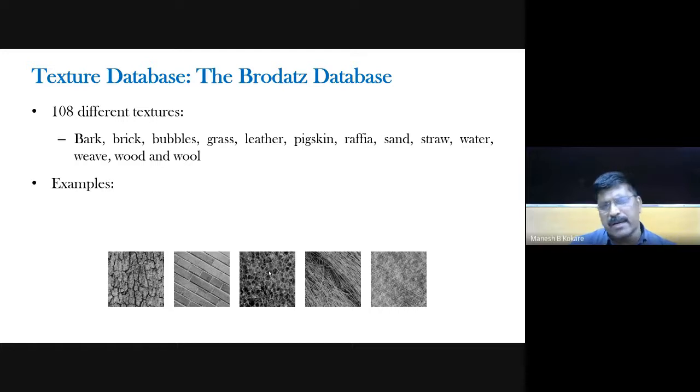This is a standard database available for Gabor texture, which is known as the Brodatz texture database. There are 108 images. From those texture images, you can create the database for doing the experiments. So 108 different textures, such as bark texture, brick texture, bubbles texture, grass, leather, pigskin, raffia, sand, straw, water, wave, wood and wool. See, this is the brick one, this is the bark one, and then straw, and then leather, and so on. So like that, it has some kind of texture.